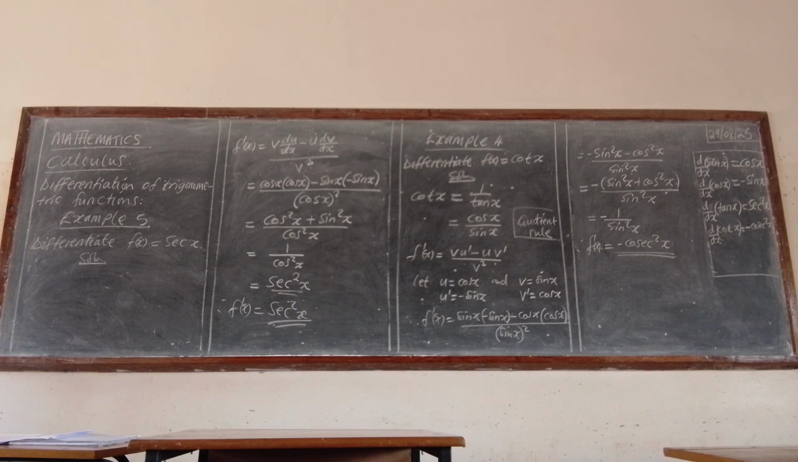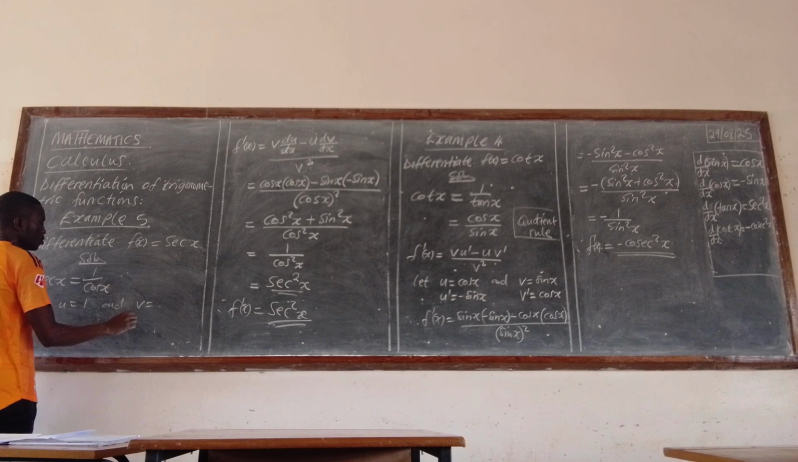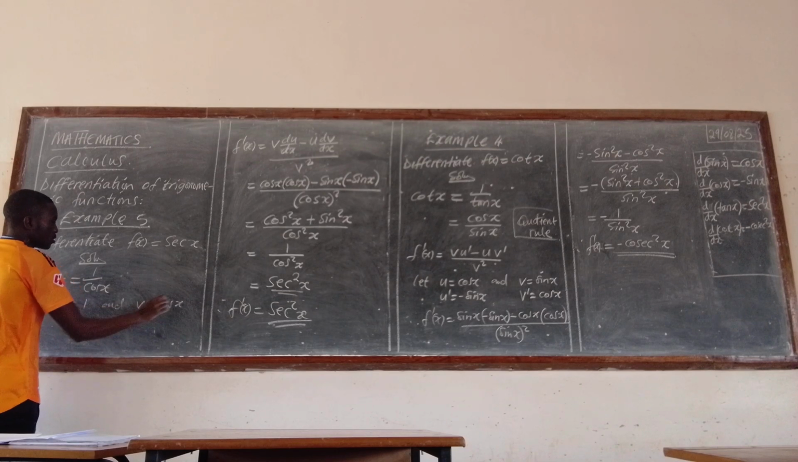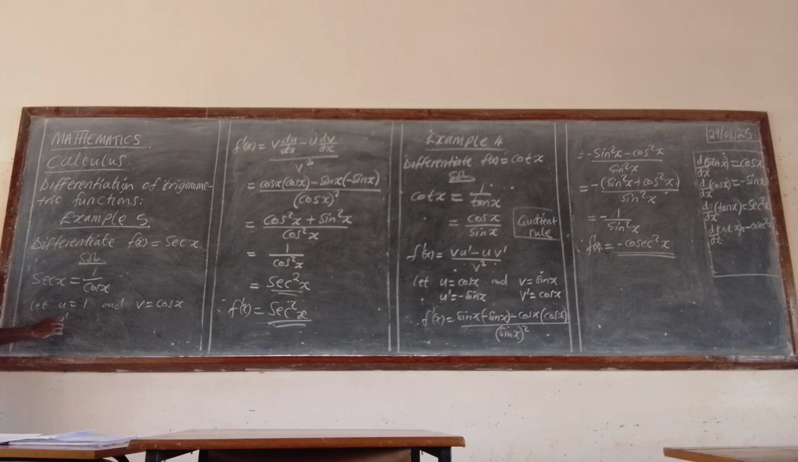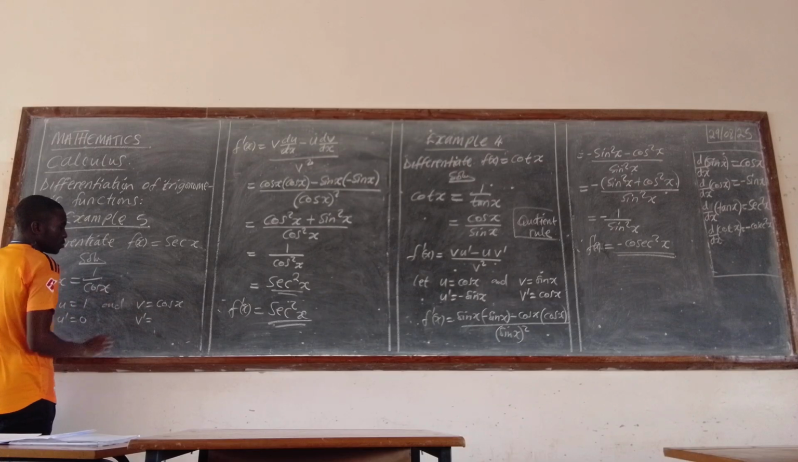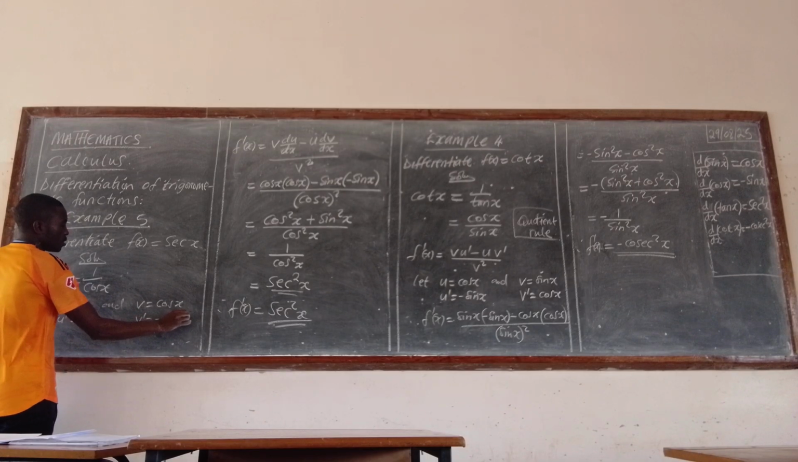This one, we know how to say sec x is the same as 1 over cos x. And this is another quotient rule, where we can say let u be equal to 1 and v be equal to cos x. And what is our u prime? This one is simply 0. And what is our v prime? Is simply negative sin x.